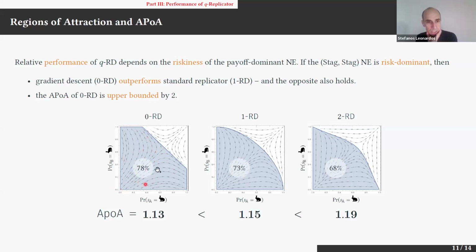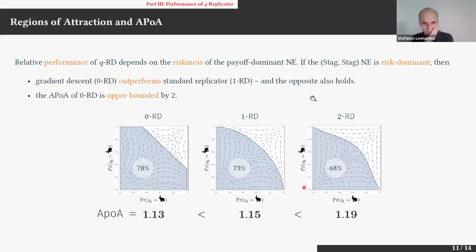Now the region of attraction of this equilibrium is 78% of the whole simplex. If we take the standard replicator dynamics, it's only 73. And if we choose Q equal 2, the log barrier dynamics, it is 68. So we see that different dynamics have different behavior. And of course, this affects the average price of anarchy, which is simply a weighted average, right? This area times 2 plus this area times 1, the bad equilibrium, because the trajectories that go to the mixed equilibrium are of measure 0, so they do not matter.